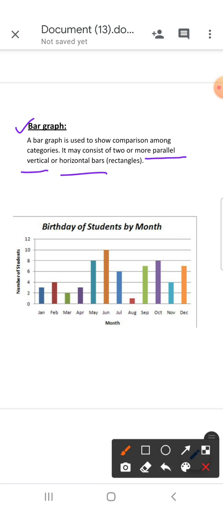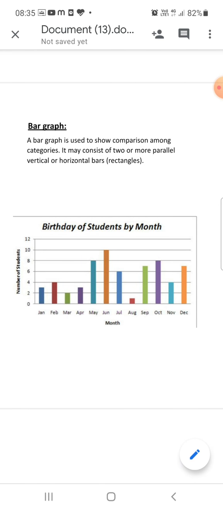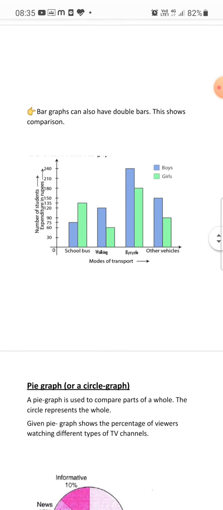Here if I ask you in which month the maximum number of students have birthdays, your direct answer will be June, because we can see the bar of June is the longest or the highest. And in which month the minimum number of birthdays are falling, that is August. So in this way it makes reading data very easy and convenient.